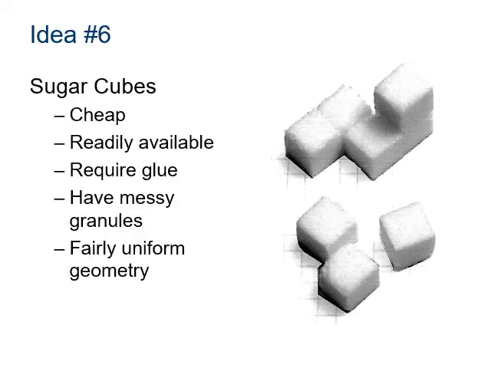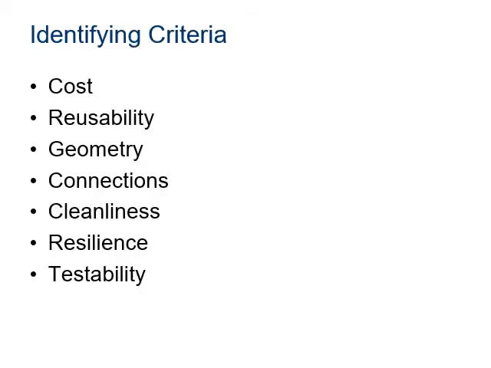The next option, last option, option 6, is sugar cubes. Oh, yummy. Okay, sugar cubes are cheap. They're certainly readily available. You can get them in the supermarket. They require glue, so they can be a little bit messy, have these messy granules you have to clean up. And their geometry is fairly uniform.